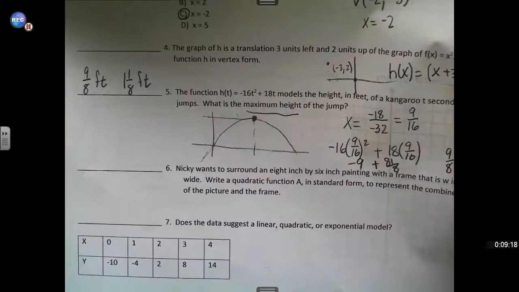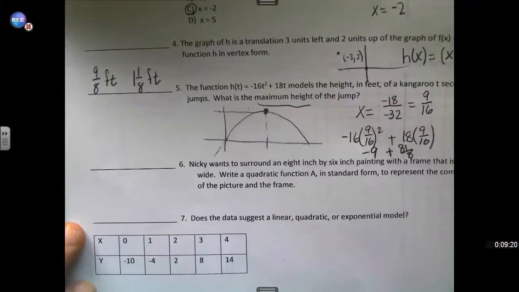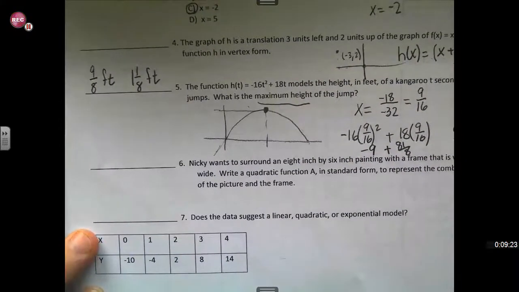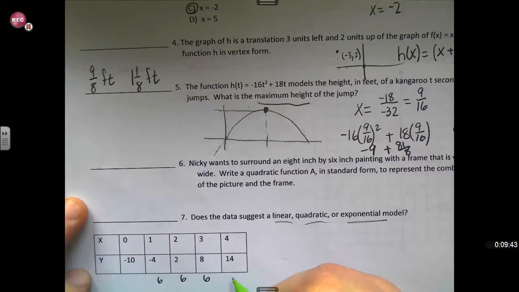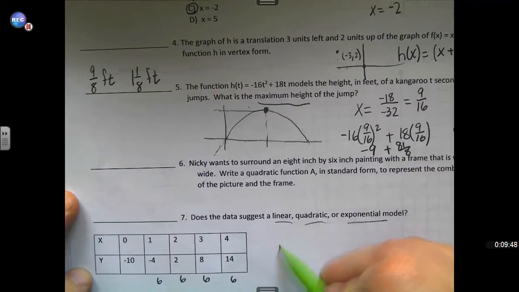Now we come back to number 7 on our sheet here, and it gives us a table of values, and it's asking, would a linear, quadratic, or exponential model this function the best? And so we check the first difference, and the first difference here would be 6, and then the difference here would be 6, the difference here would be 6, and the difference here would be 6, and our job is done. When the first differences are all equal, we know that that represents a linear function.